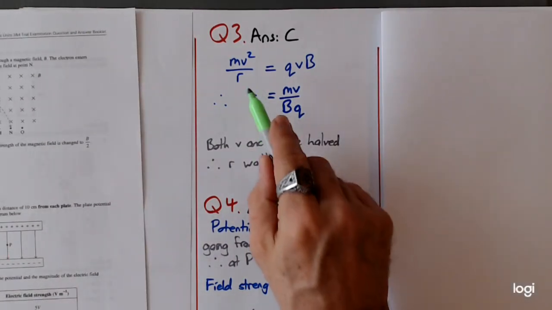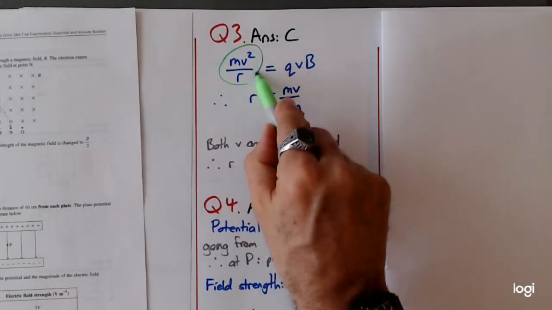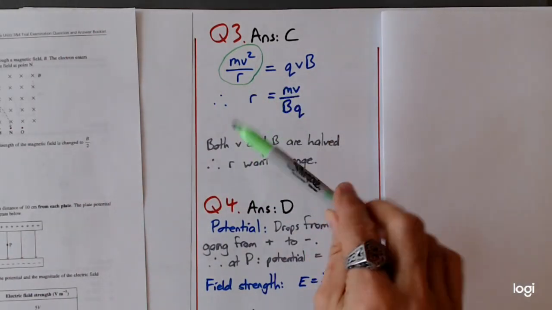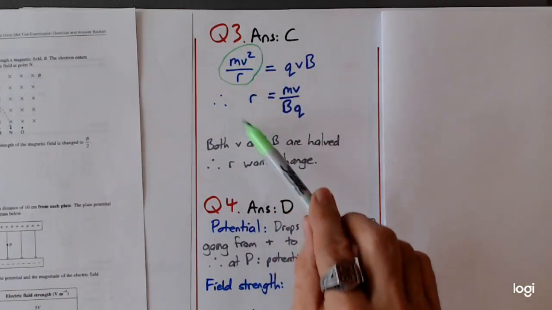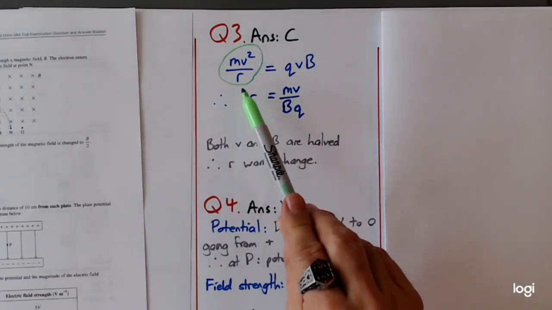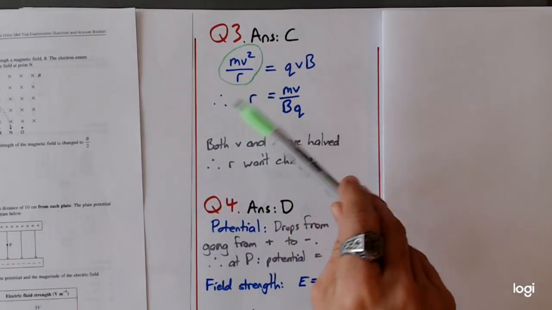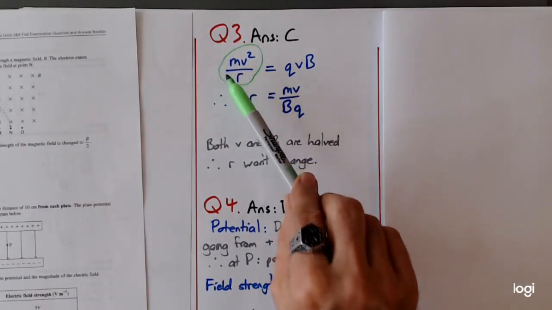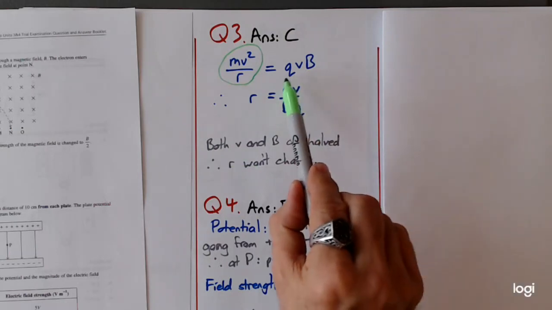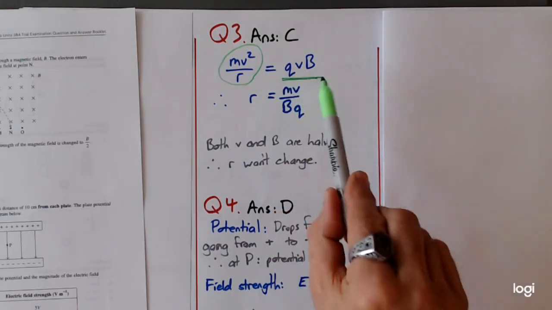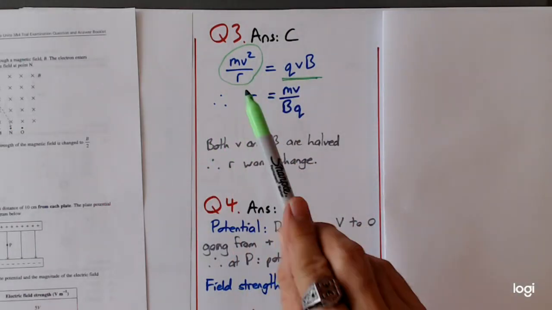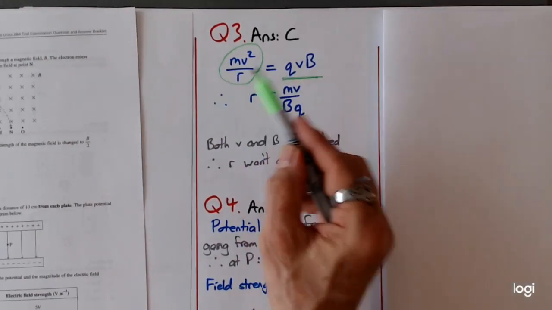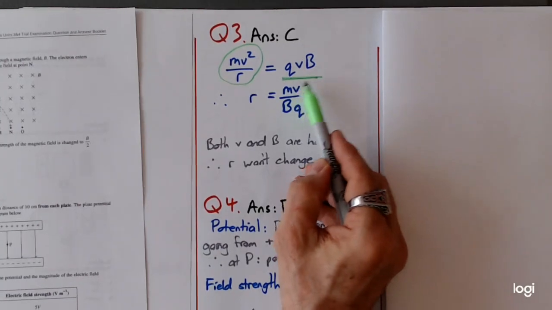So mv squared on r, this is a useful thing. Every time something is going around in a circular path, that's the reason it's doing it. That is the formula for the force that something needs to go around a circle of that radius at that speed if it weighs this much. This, in this particular case, is the source of the force that's pulling it into the circular path. That's what it needs to make that circle, and this is what it's got to make that circle with.